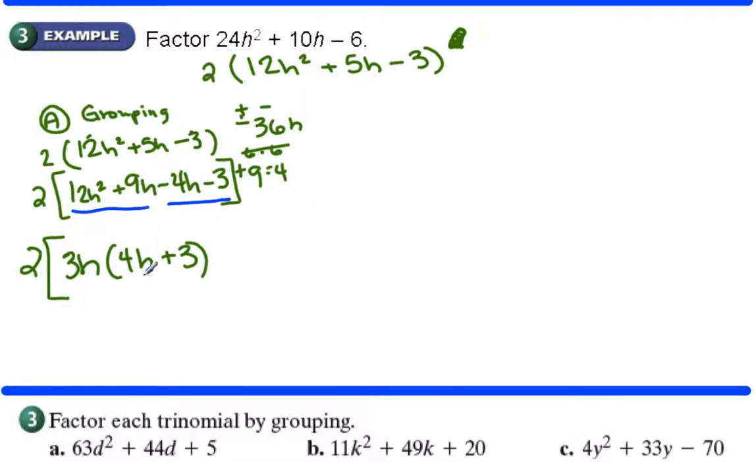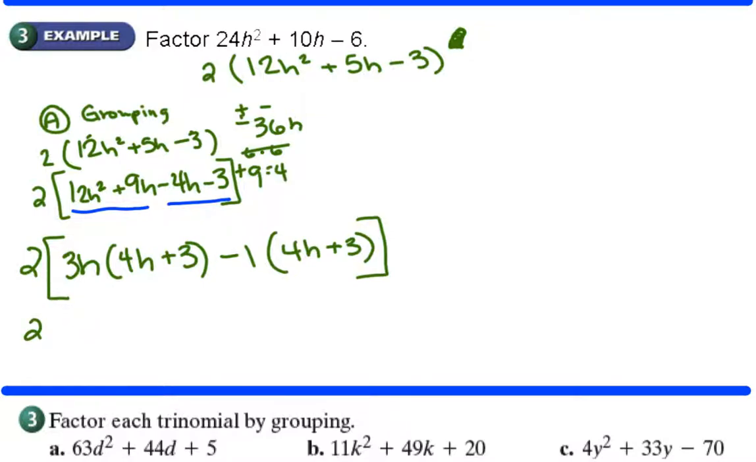Well, that's almost this, right? It almost matches that binomial, but these are negatives and these are not. So let's factor out a negative. So negative 1, that leaves 4h plus 3. And it looks like we're cooking with gas now.